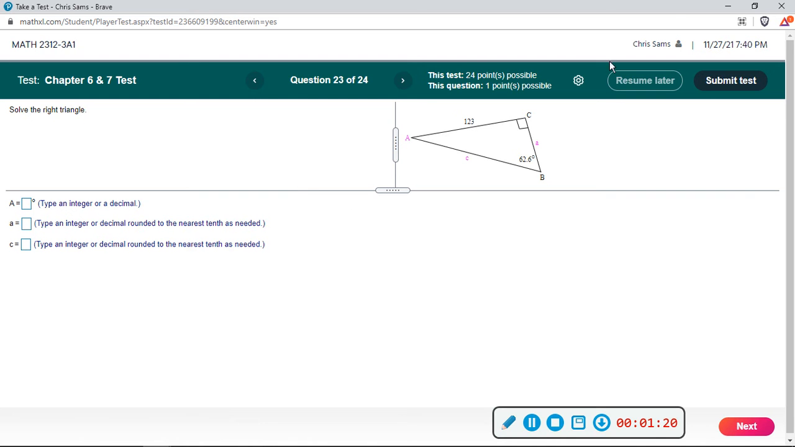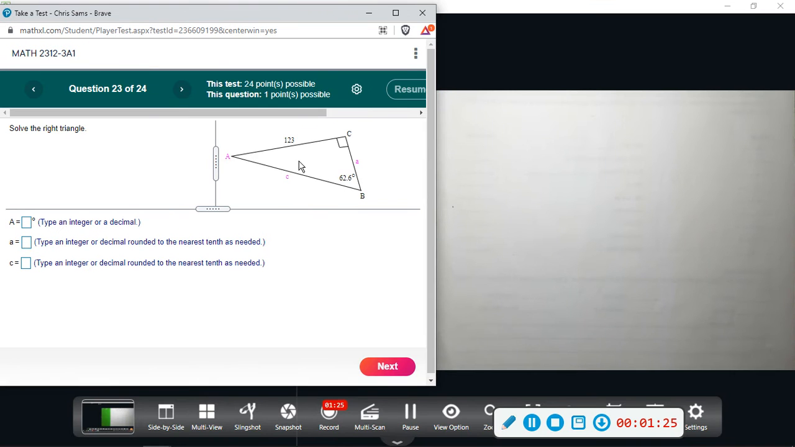Okay, so number 23, we're going to solve this right triangle. So in solving the right triangle, I'm going to draw it a little bit. I'm going to draw it right side up.